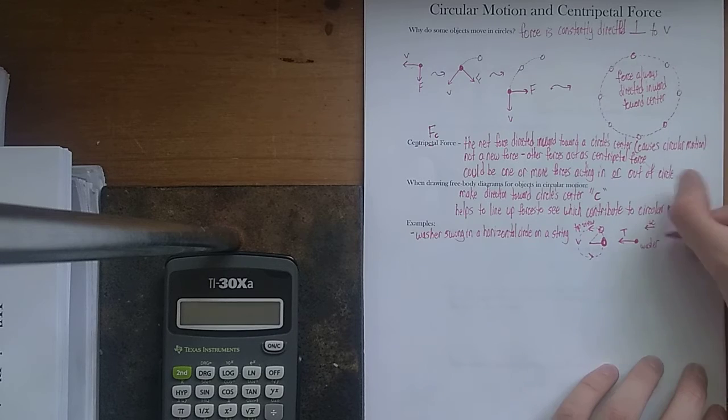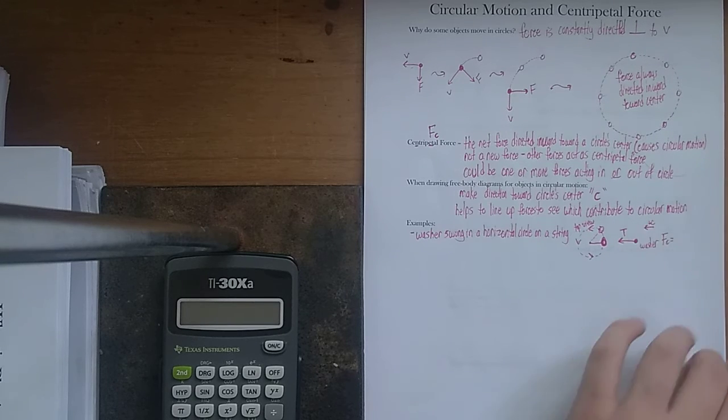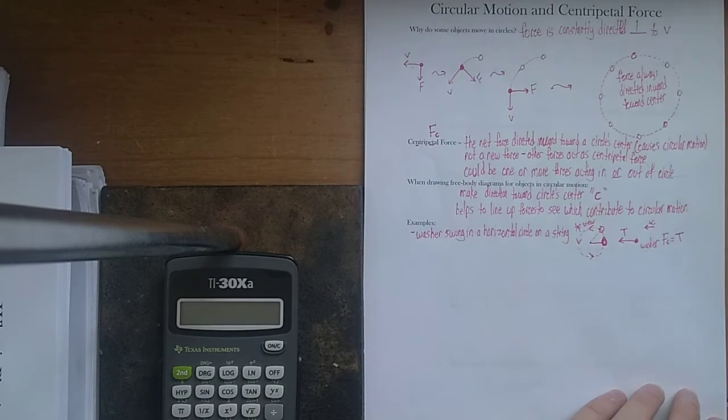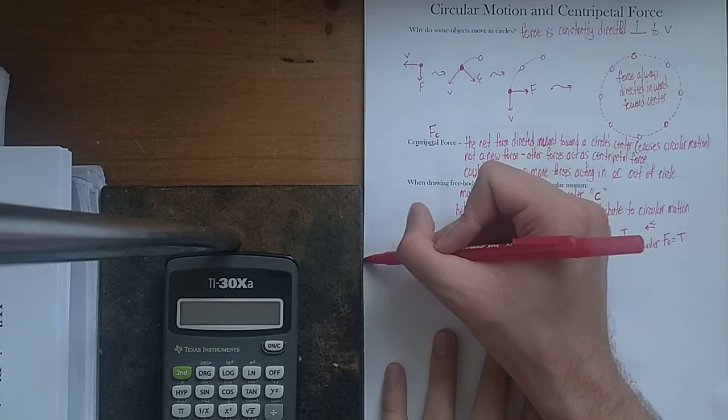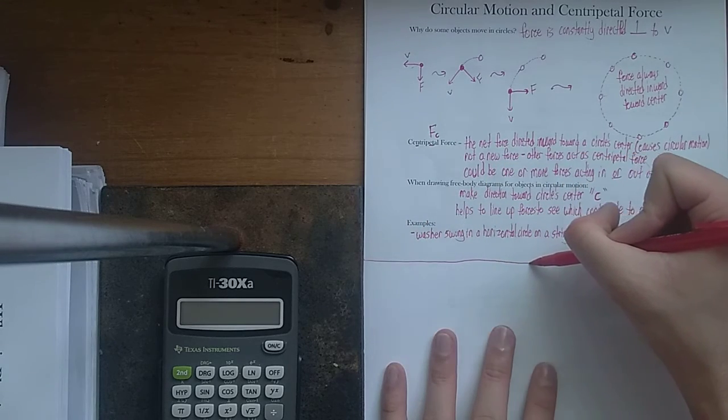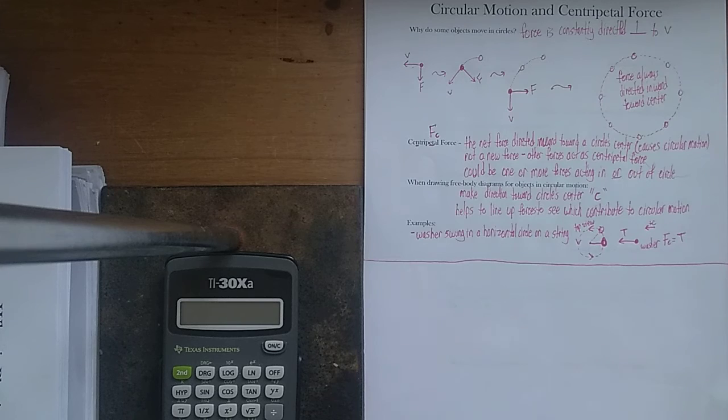So we say that the centripetal force, the net force in towards the center of the circle, is equal to the tension in that string. Okay, it's as easy as that. So in this case, the centripetal force is given by the tension. Centripetal force equals tension.